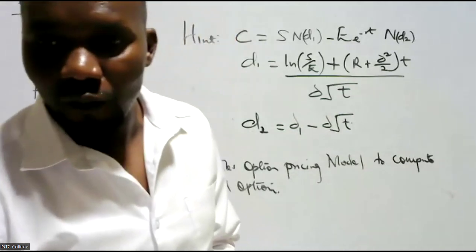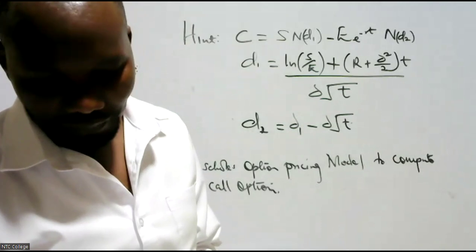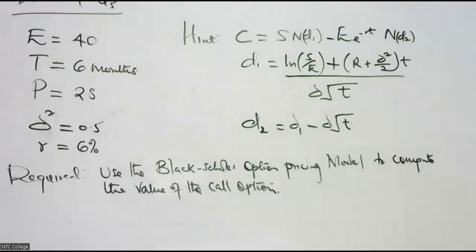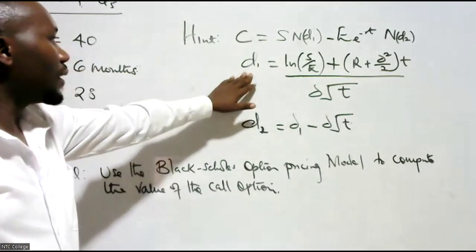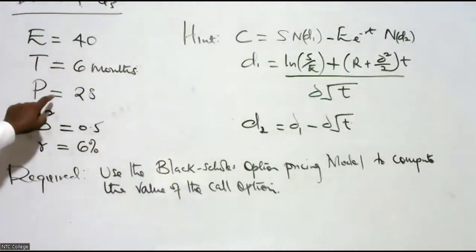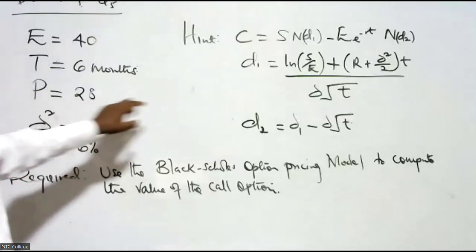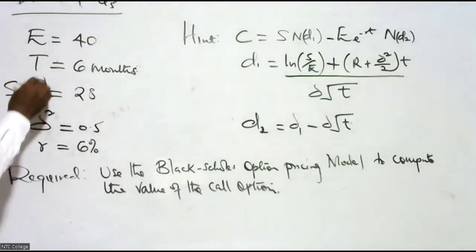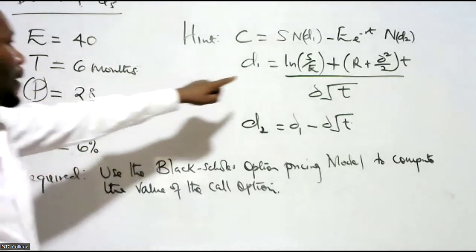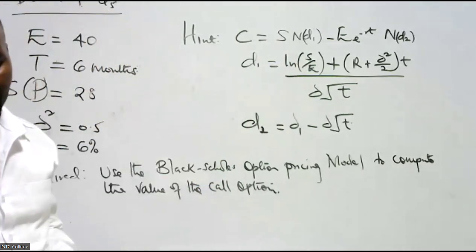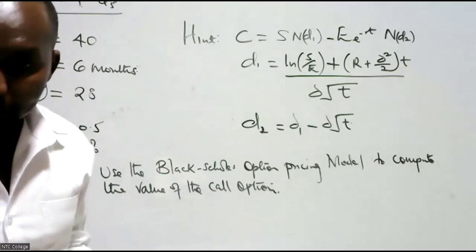Okay. Where will you start from? You need to start by calculating D1. You'll now have S, which is the current price, here. So replace it here, and then you have it over 40. Then you proceed. So let's do it together.